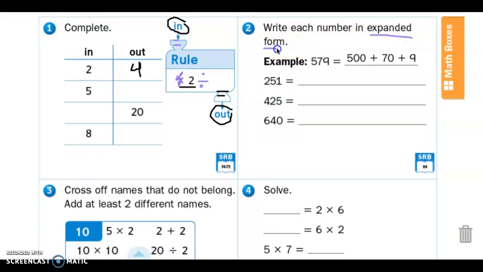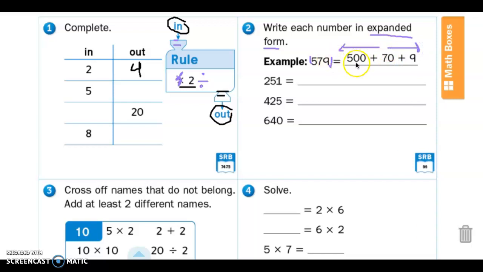For number 2, it says write each number in expanded form. I want you to take your hands, clap them together, put them really close to each other. Now take your hands and expand them apart. You can't see me, but my hands are going away from each other. That means I'm making it bigger. Look at how they took 579 and they expanded it and made it bigger. It was teeny tiny, and now they stretched it out to make it longer. That's what we're going to do. We're going to expand our numbers.